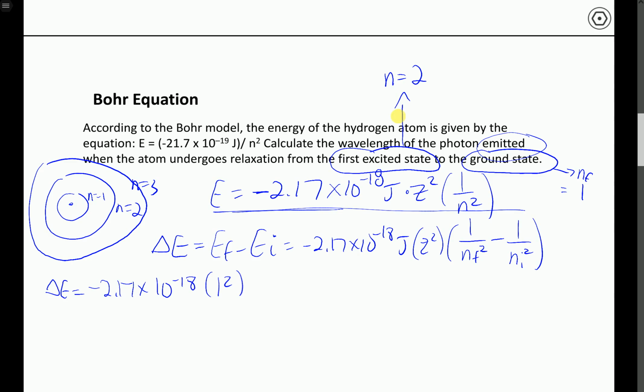So we're going to put in Z squared, which is 1 for hydrogen, so that drops out, and then our two values of n. So we're going to the ground state, so n_f is 1, and then we're going from the first excited state, so that's going to be 1 over 2 squared for n initial. And so when we do this, we get a delta E of, let me figure this out real quick.